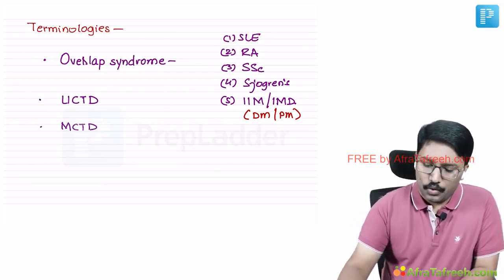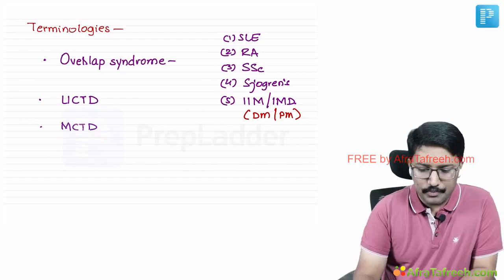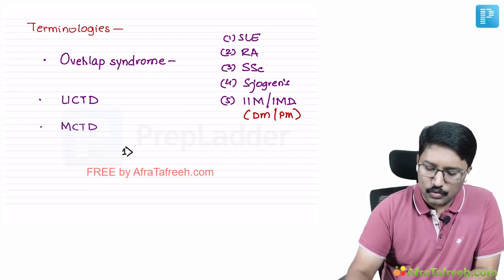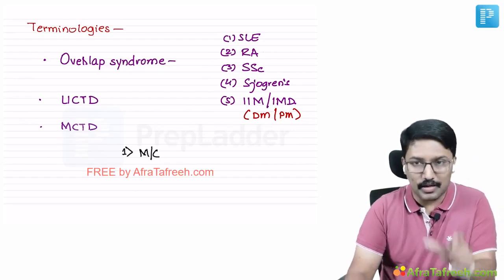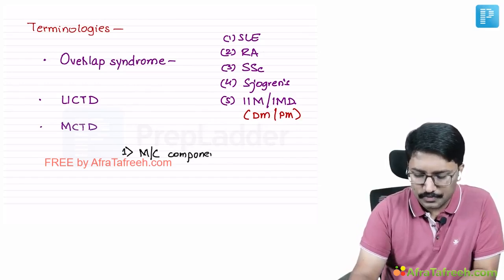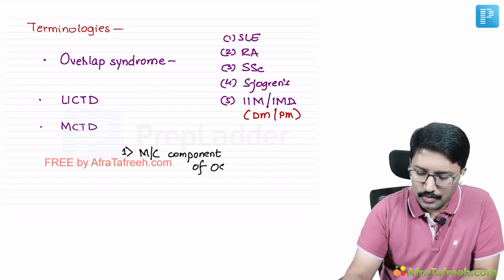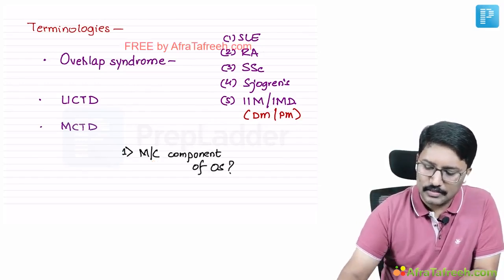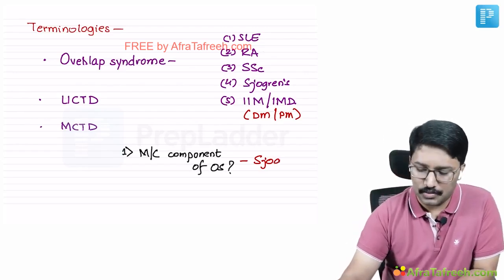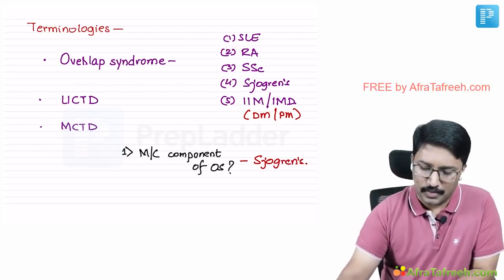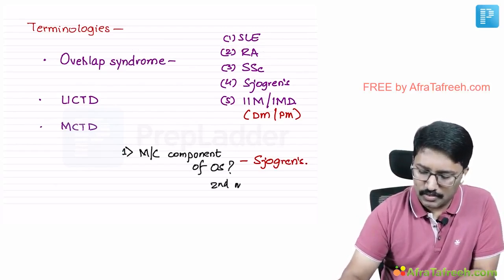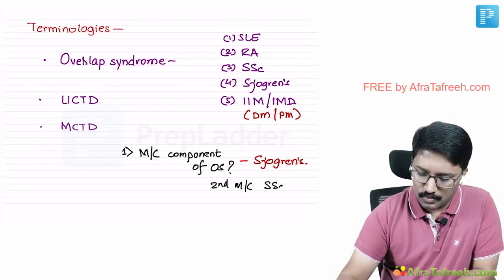Clear? Now, before we go to the MCTD, there are some important MCQ points to address here. The first MCQ point is, what is the most common component of these 5 immune disorders, the most common component of overlap syndromes? Right? So the answer for that is Sjogren's. So Sjogren's is the commonest component of many of these overlap syndromes. Sjogren's is the most common. The second most common is actually your systemic sclerosis. Second most common is your scleroderma or systemic sclerosis.